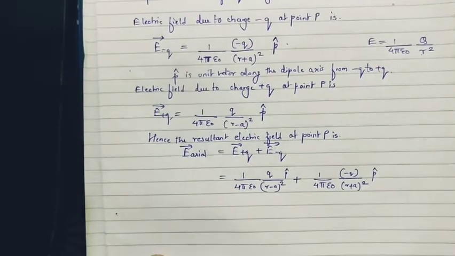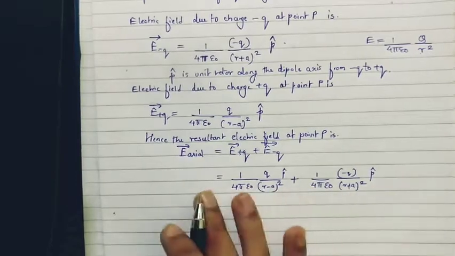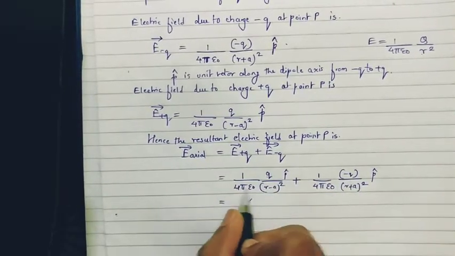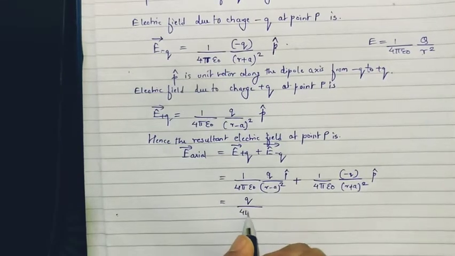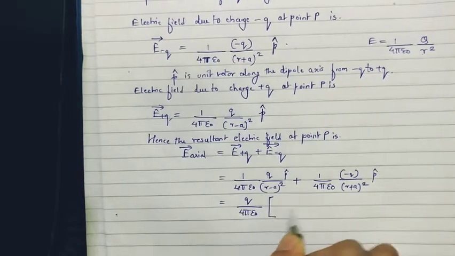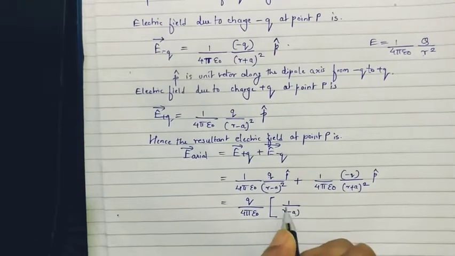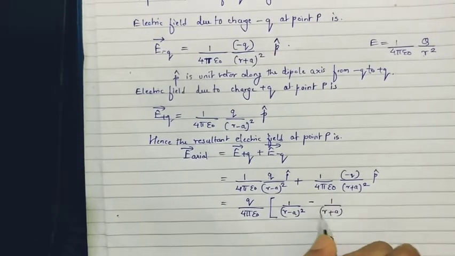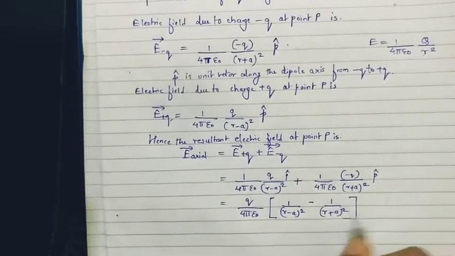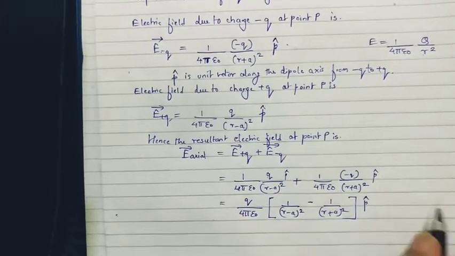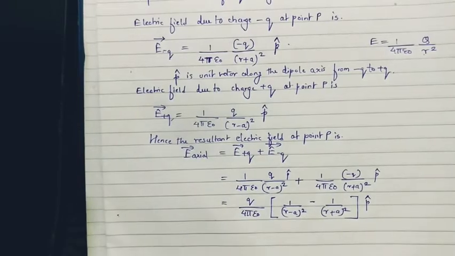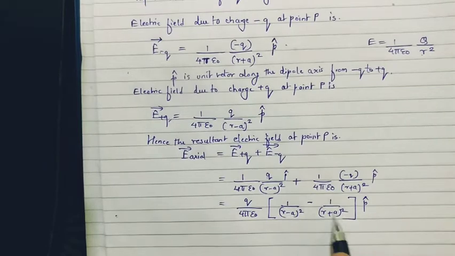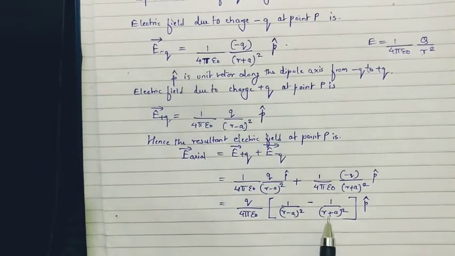So in the next step, we'll take whatever is common. Q is common, 1 upon 4 pi epsilon naught is common, so let's pull it out. What will remain inside the bracket is 1 upon (r minus a) the whole square minus 1 upon (r plus a) the whole square. Close the bracket. P is also common, so let's keep it aside this side. So this is what you get. Now what you need to do over here is solve this. Just expand this and solve this.